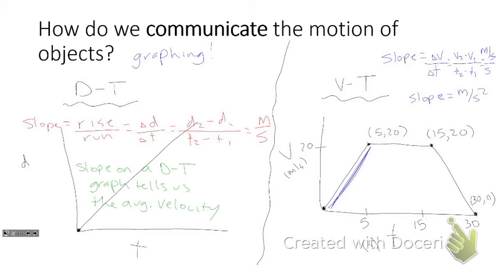To find displacement on a velocity time graph, find the total area under the curve. Okay, you need to know how to do that. So write that down, burn it in your brain.